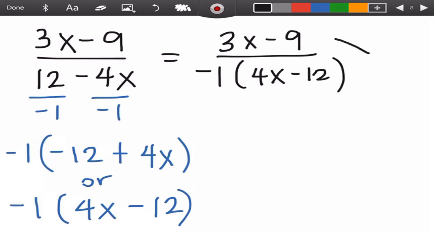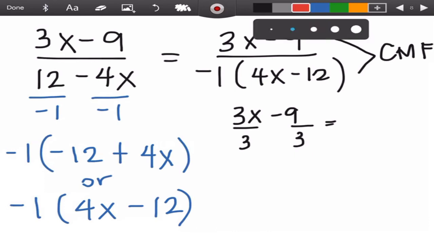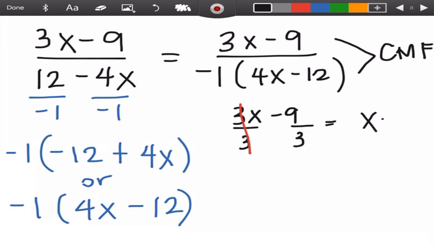Next, we can factor the numerator and the denominator using CMF. So we will have the numerator, 3x minus 9. They can be divided by 3. And then 3 divided by 3, that will become 1. Copy x. And then copy the operation. 9 divided by 3, that is 3. Don't forget to write your CMF, which is 3.